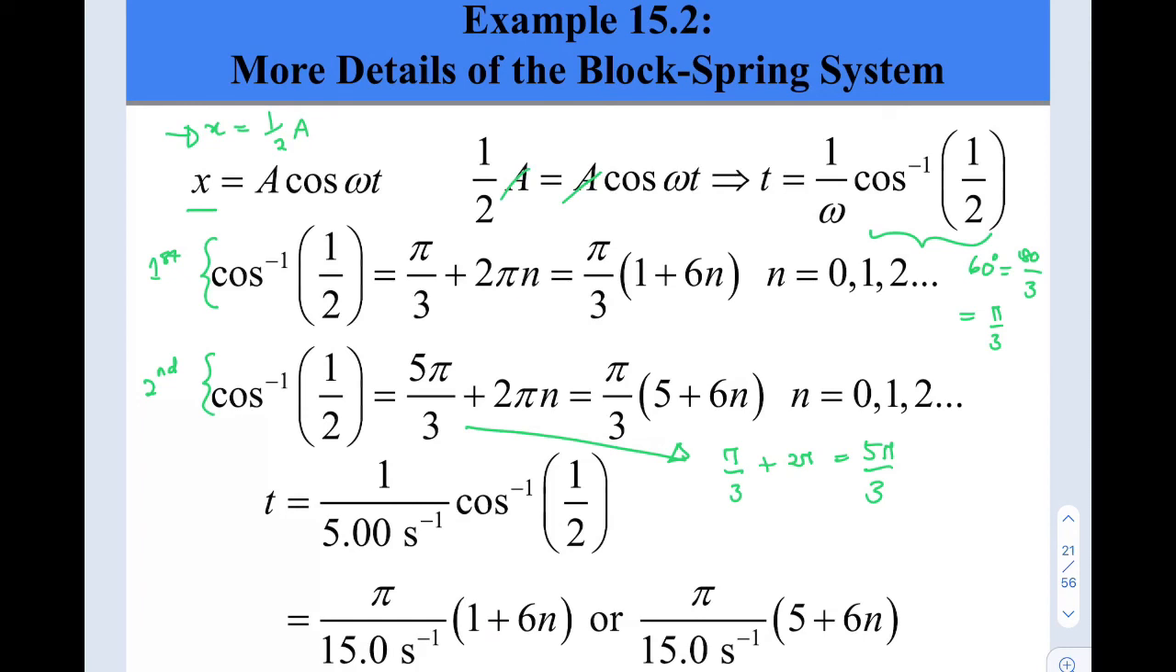For the first cycle or first time, it reaches x equal to half A, and then here for the second time it reaches the position of x equal to half of the A.